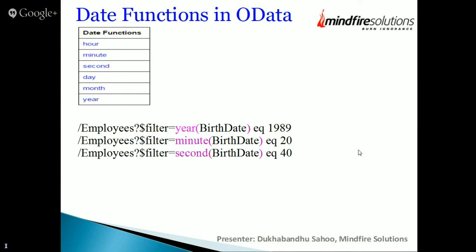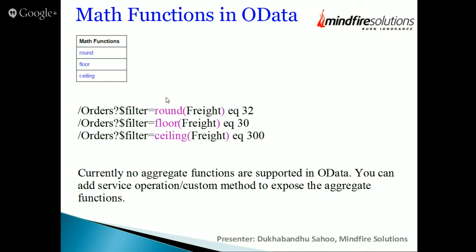There are some math functions also. You can use that also. Suppose you want to do some rounding operation on some decimal or float value, you can use this round method. Similarly, you can use floor or ceiling. Currently, we don't have any aggregate method supported in OData.